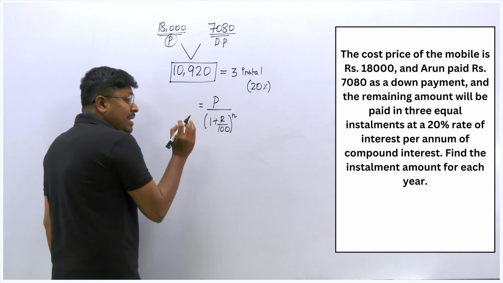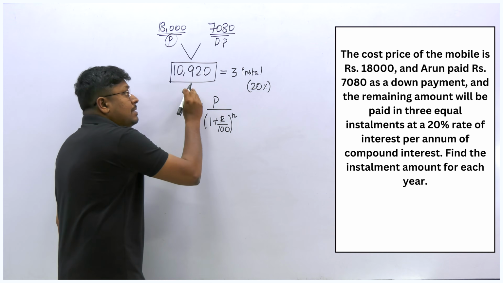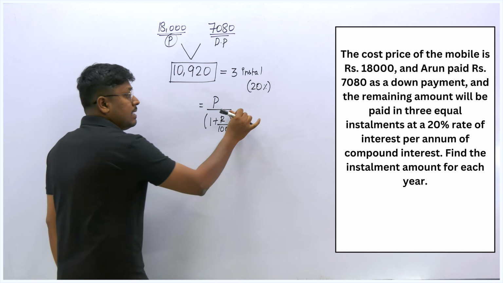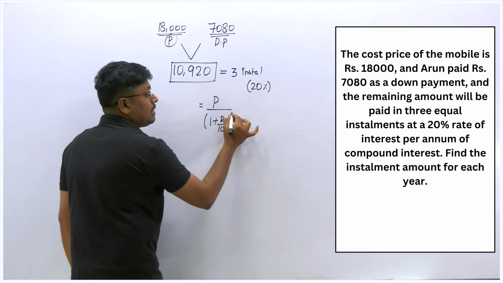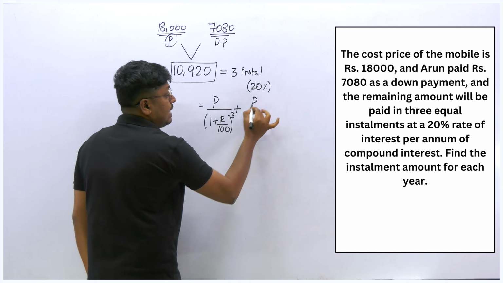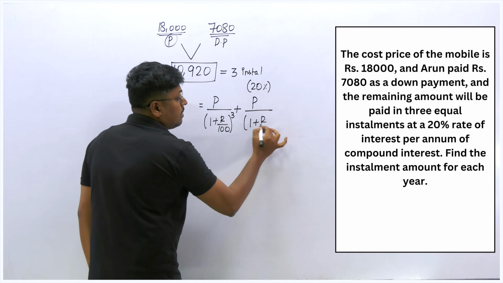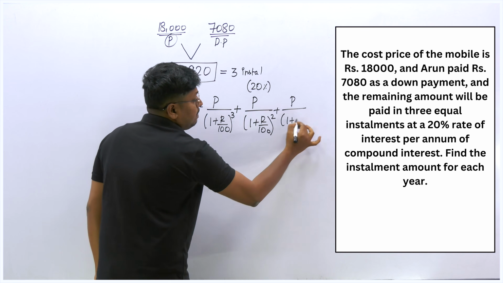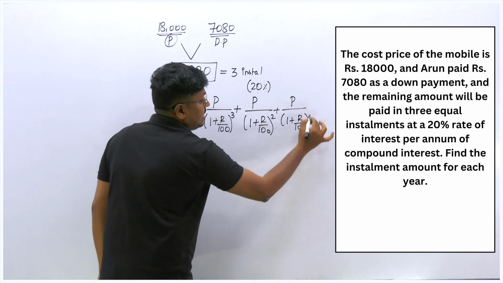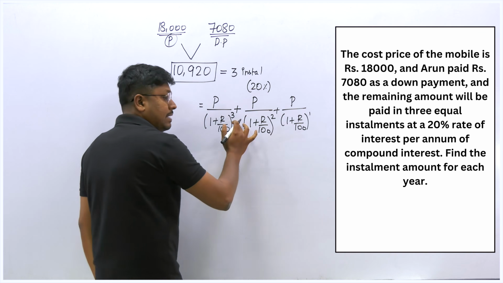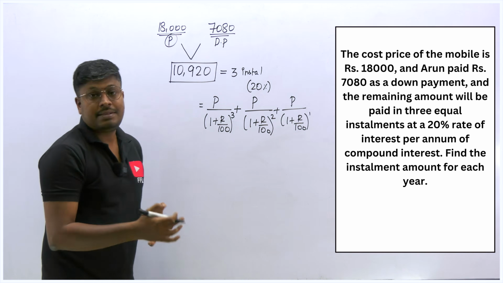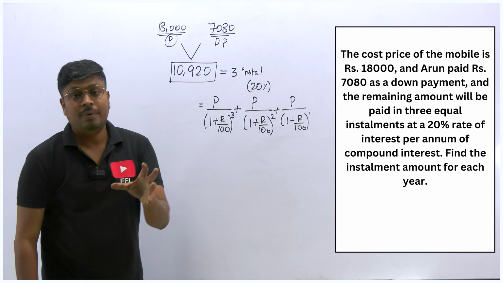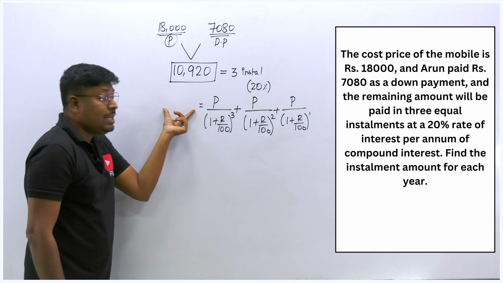Here, be careful, because he is going to pay 10,920 in 3 installments. So this will be the first installment, P divided by (1 plus R by 100) to the power of the third year, plus the second installment, to the power of the second year, and again P divided by (1 plus R by 100), first year. So first year, second year, third year. These are the 3 installments that the person has to pay, and all 3 are equal.